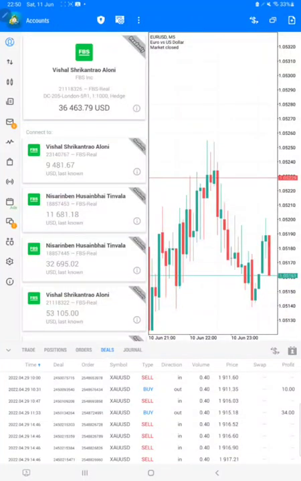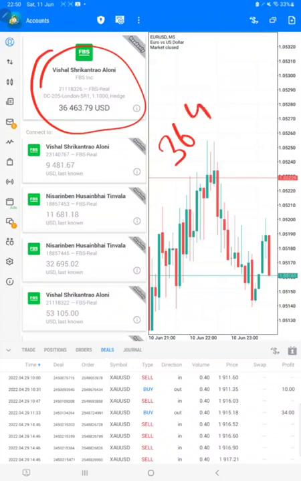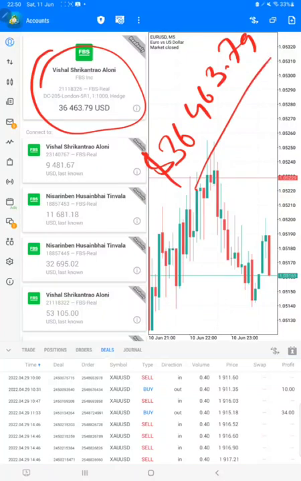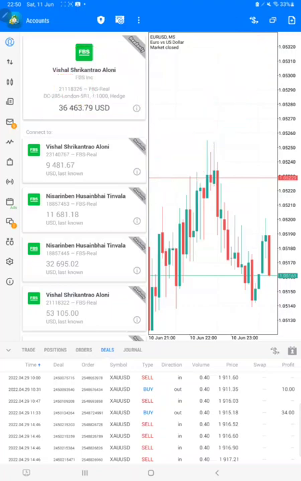Today we are going to show you the performance of this account. Current fund available is 36,463.79 dollars available in this account, and the account number is 2118326.